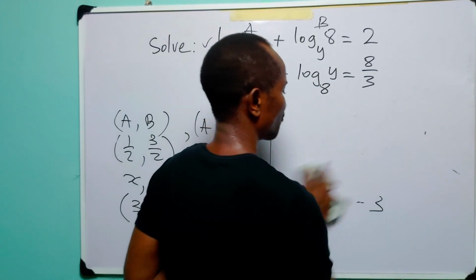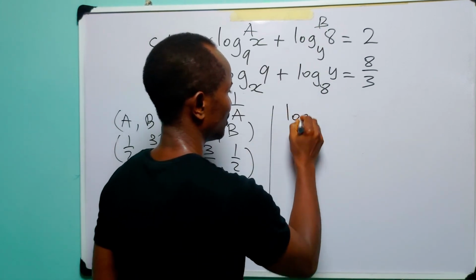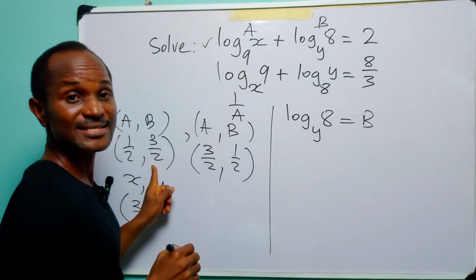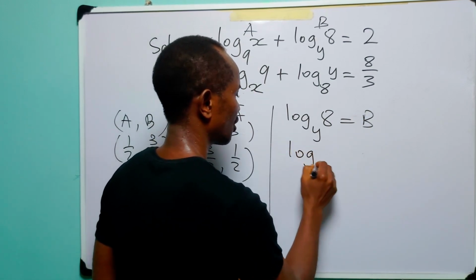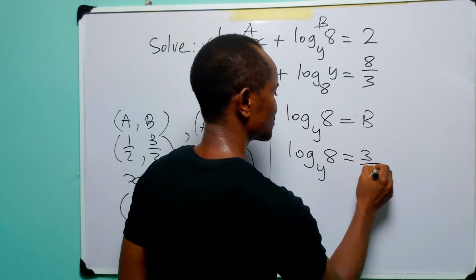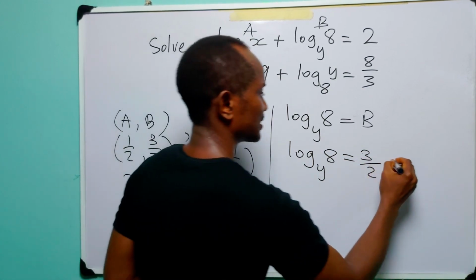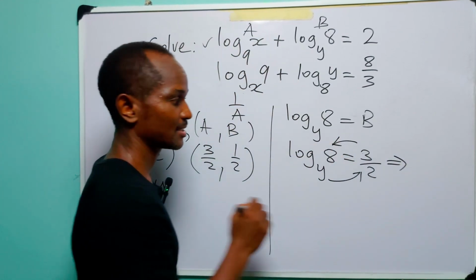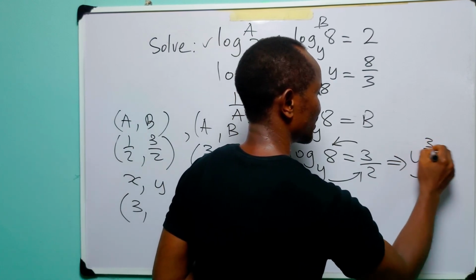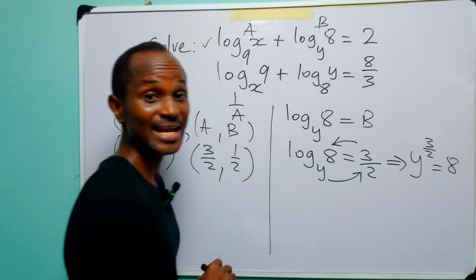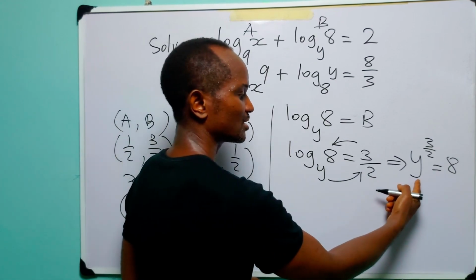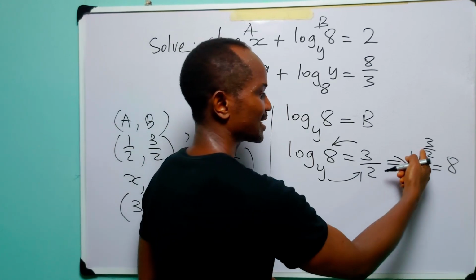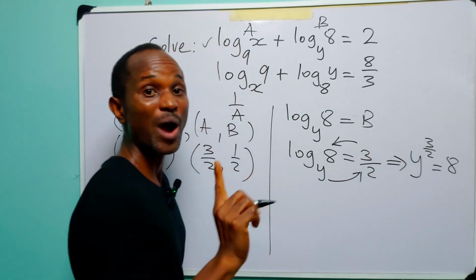To calculate the value of y, we have that log to base y of 8 is equal to b. So when b is 3/2, log to base y of 8 is equal to 3/2. Once more, this simply means that y to the power 3/2 is equal to 8. Now the question is, how are we going to calculate y from this equation? What do we do to make the exponent of y 1?